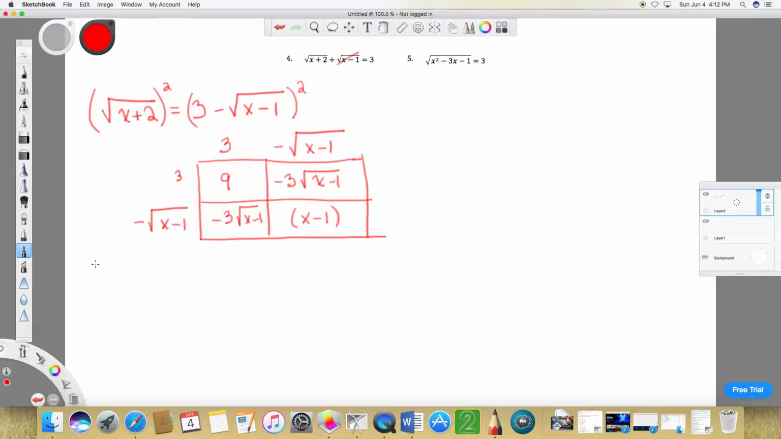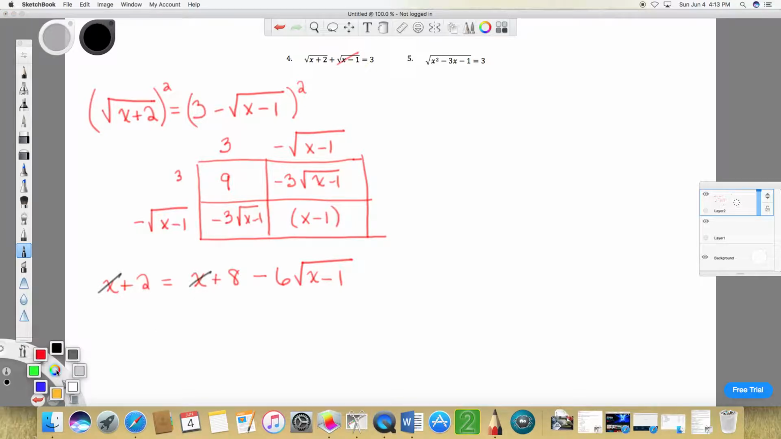So now on the left-hand side, let's return to this equation. On the left-hand side, we have x plus 2. On the right-hand side, we can look within the body of this table and add like terms. Along this diagonal, we have the x, but then we have 9 minus 1, which is 8. And along the other diagonal, we can combine these two like terms to get minus 6 times the square root of x minus 1. We can subtract x from each side.